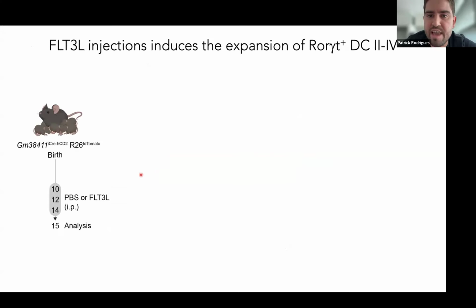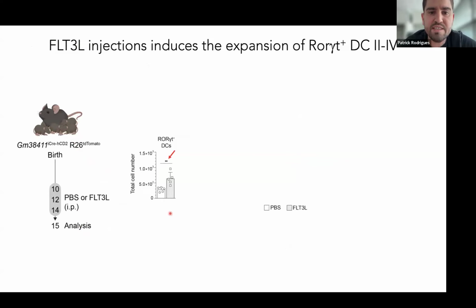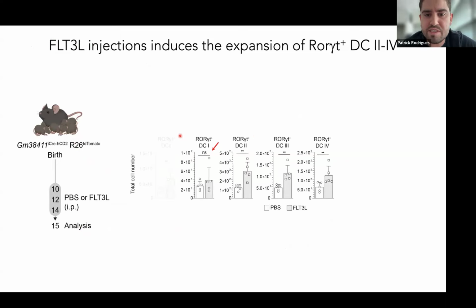Knowing that FLT3 ligand injections induce the proliferation not only of dendritic cells, but also of lymphocyte progenitors, we wondered whether injecting 15 day old pups with FLT3 ligand would expand the Rorγt DC compartment. And we were very happy to see that, as a bulk, the Rorγt DCs were highly increased in cell numbers when we injected FLT3 ligand into the pups. However, the only subset which seems not to be dependent on FLT3 ligand injections was the Rorγt DC1 subset. Subsets 2, 3, and 4 all reacted to the injection of FLT3 ligand.